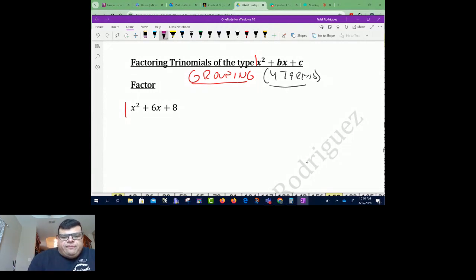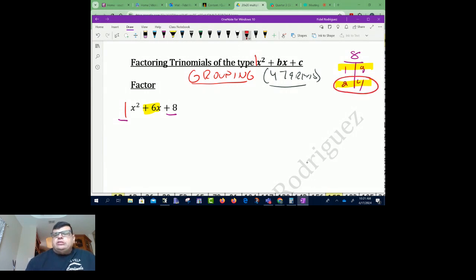I'm going to take the first number times the last number, okay? So 1 times 8, y'all, that's going to give me 8. I'm going to look at the numbers that I know multiply to 8. Well, 1 and 8 and 2 and 4, okay? Now, I want to find the pair of those numbers, y'all, that if I were to add them together, I would get the number 6. And guess what? 2 and 4 are going to add up to 6, right?